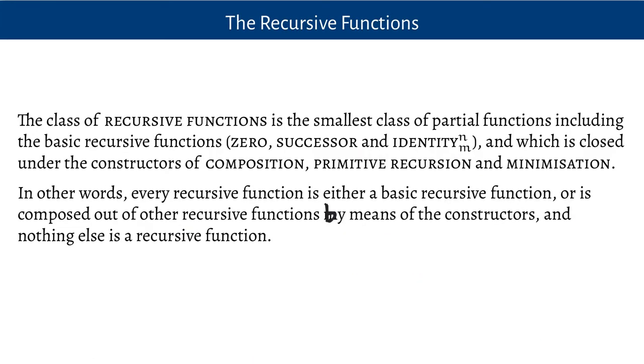So now we have a definition of all of the class of recursive functions. The recursive functions are the functions that we can define. They're partial functions, total functions, that include the basic recursive functions, the zero, successor, and identity functions, and which you can build up using composition, primitive recursion, and minimization. In other words, every recursive function is either a basic recursive function, or it's composed out of other recursive functions by means of the constructors, and nothing else is a recursive function.